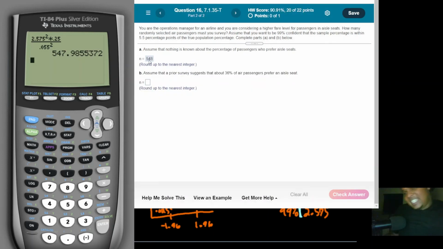Now they're going to give us the p hat. So the p hat here is 0.36. So let's go back to our calculator here. We're going to hit enter. And for our p hat, this is 0.36. Don't want that extra decimal floating around.